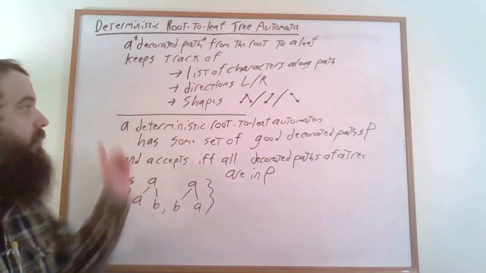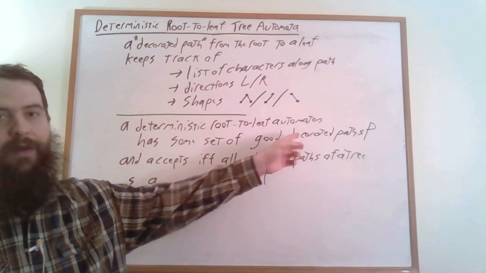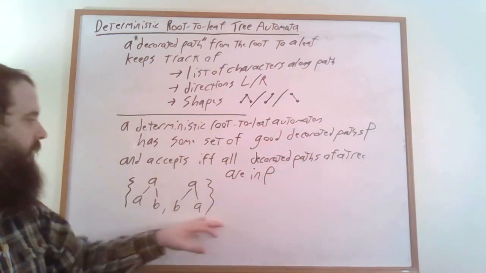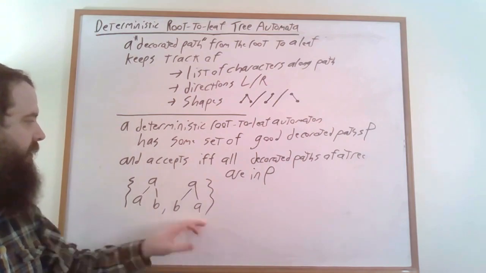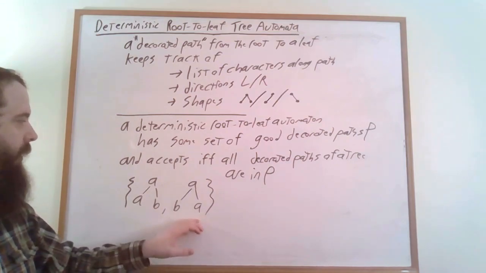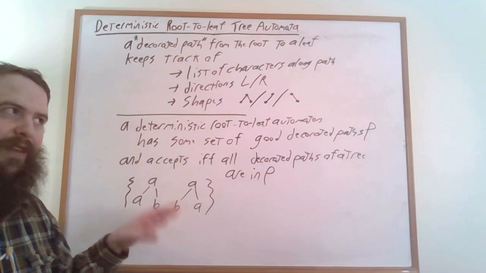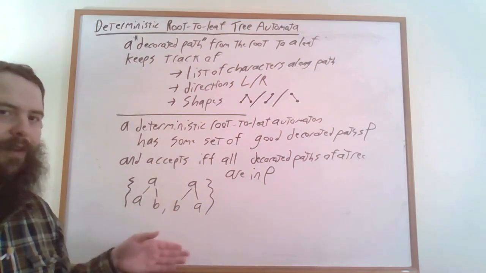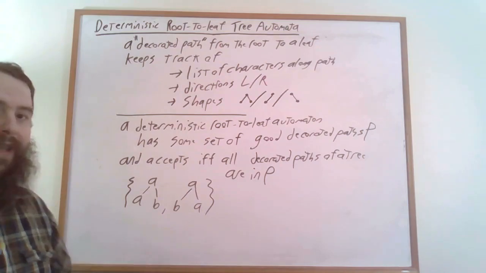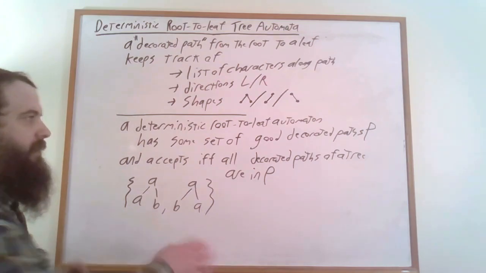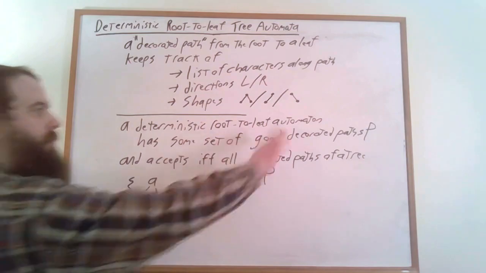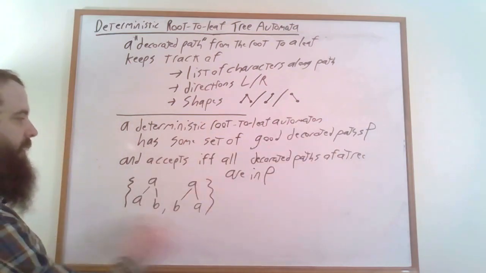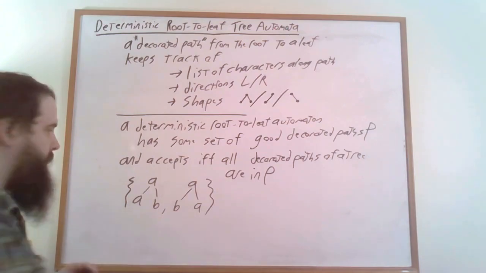But for deterministic root-to-leaf tree automata, for the ones that aren't quite as nice, this particular language that contains just these two tree words is not the set of accepted tree words for any deterministic root-to-leaf tree automaton. Why is that? Well, let's take a look at what the set of good decorated paths has to look like for an automaton that accepts these two tree words.